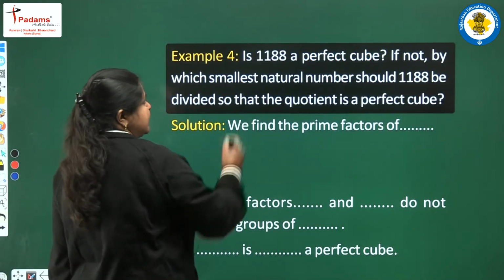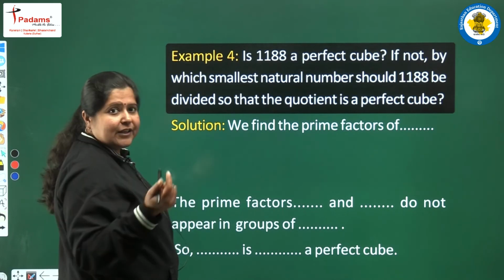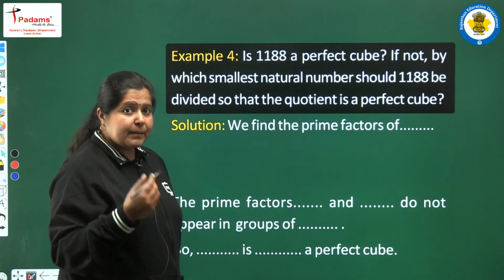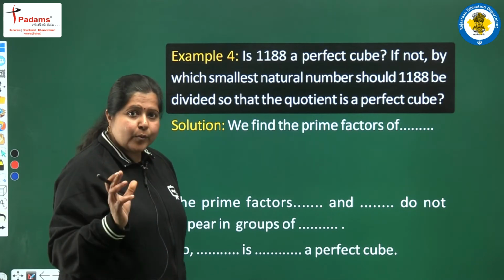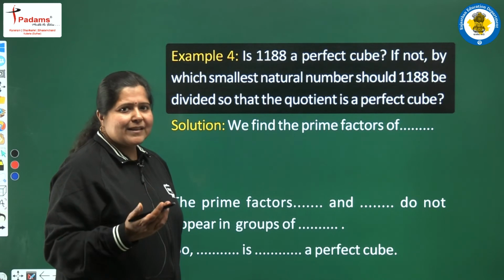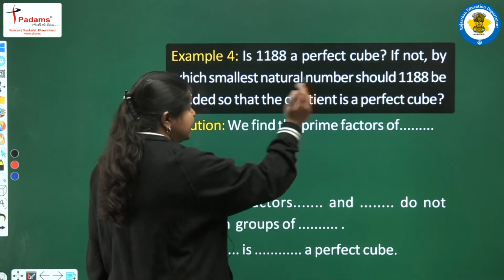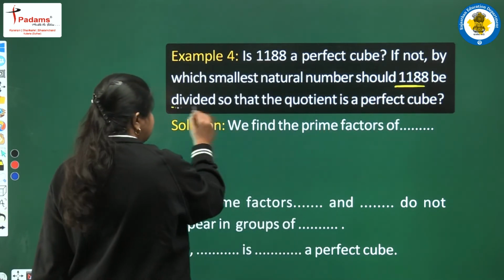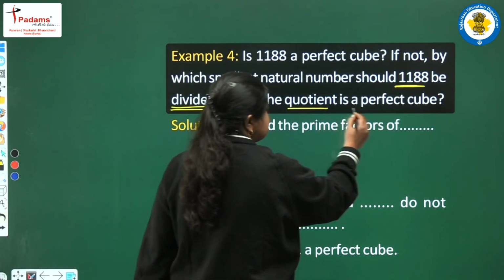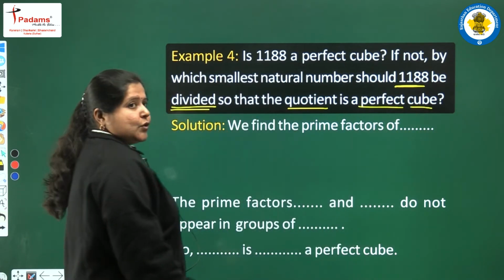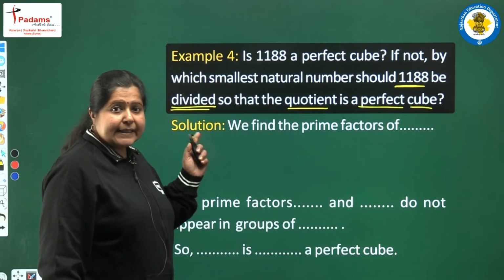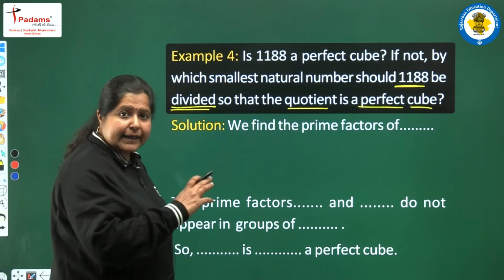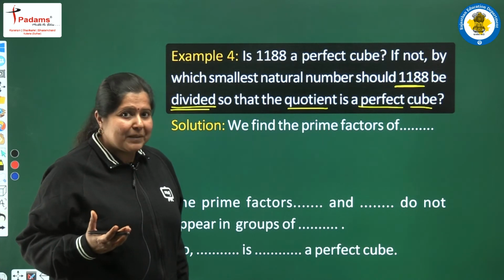Is 1,188 a perfect cube? Again the same question. We will be finding the prime factors, और अगर सभी prime factors triplet form में होंगे तब ये एक perfect cube है, otherwise it is not. If not, by which smallest natural number should this number be divided so that the quotient is a perfect cube? So again the same question कि अगर ये एक perfect cube नहीं है तो कौन सा नंबर ऐसा है जिसे हम इसको डिवाइड करें तब हमें एक perfect cube number मिल जाए.